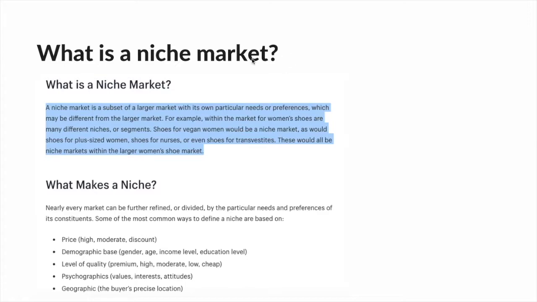Before I talk about why this is wrong, I want to make you understand a concept called niche market. Okay, now a simple Google search would give us this definition of what is a niche market. A niche market is a subset of a larger market with its own particular needs or preferences, which may be different from the larger market. For example, within the market for women's shoes are many different niches or segments. Shoes for vegan women would be a niche market, as would be shoes for plus size women, shoes for nurses, or even shoes for transvestites, if that's how you pronounce that. These would all be niche markets within the large women's shoes market.